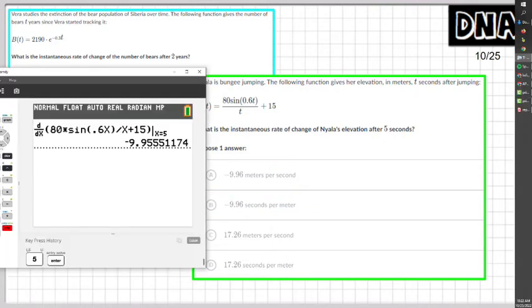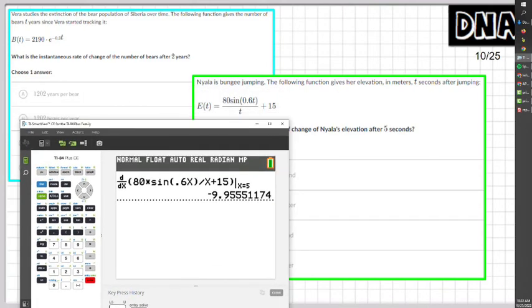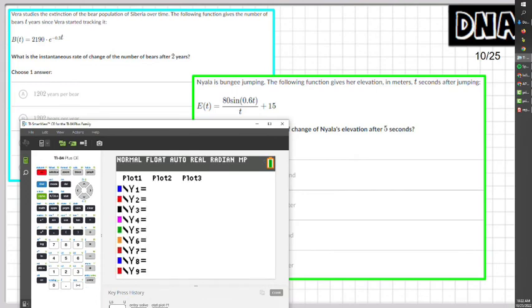Instead of being in the home window and doing it here, you're going to hit y equals, and you're going to throw your function in here. And then you're going to just leave it there. It's going to stay there. It's always going to be accurate if you do it right. So we have 80 sine, and then I'm going to put 0.6 times x, close parenthesis. And then I'm going to divide that by x, the t, and then plus 15. Now, my function is in y1. My function is in the y1 variable.